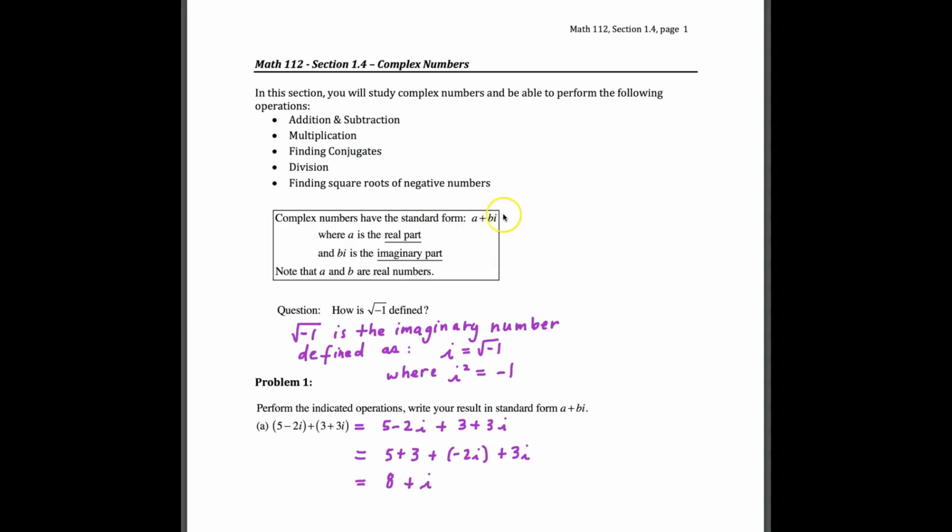Okay. Well, the imaginary part has some significance to it because we can actually define what i is. So i just isn't a variable. It represents the square root of negative 1. So it's defined to be the square root of negative 1. And i squared is defined to be equal to negative 1 itself.